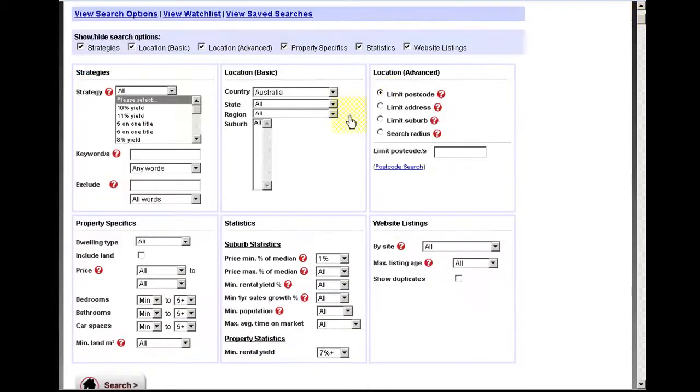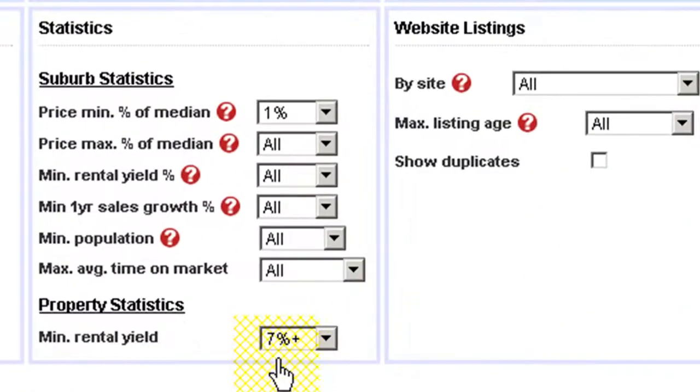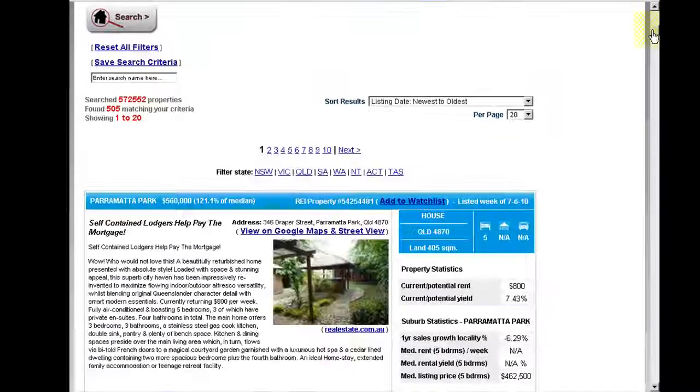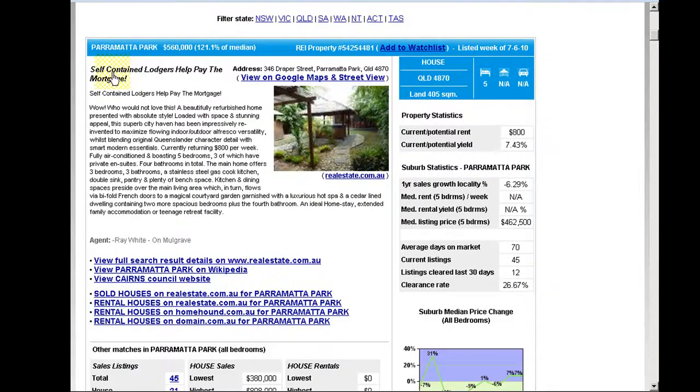One of the other things I can do with Investor Search, of course, is I can search based on property yield, as I said earlier. So down here under minimum rental yield, I've said show me everything in Australia that's on the market with an advertised rent that creates a minimum yield of at least 7%. You can see here I've found 505 results.